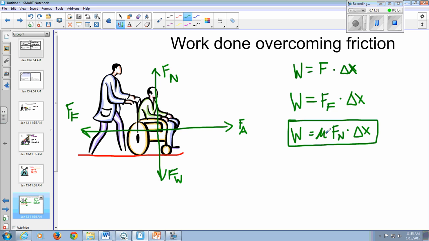Now, what kind of coefficient are we talking about? Well, if we're doing work, the thing's moving, so it's kinetic, not static. So coefficient of kinetic friction times force normal times the distance you move it. That's the work done to overcome friction.